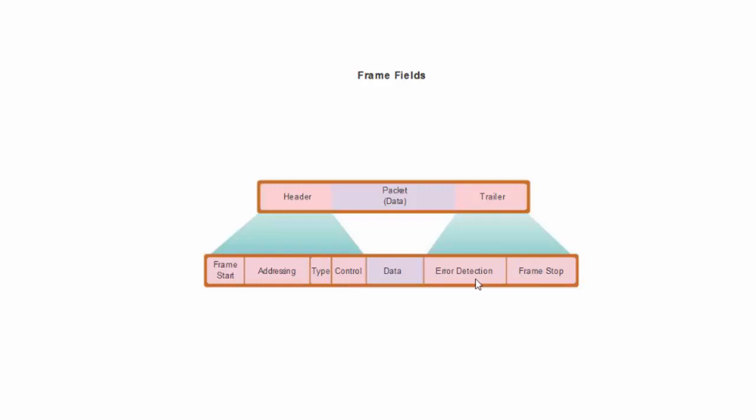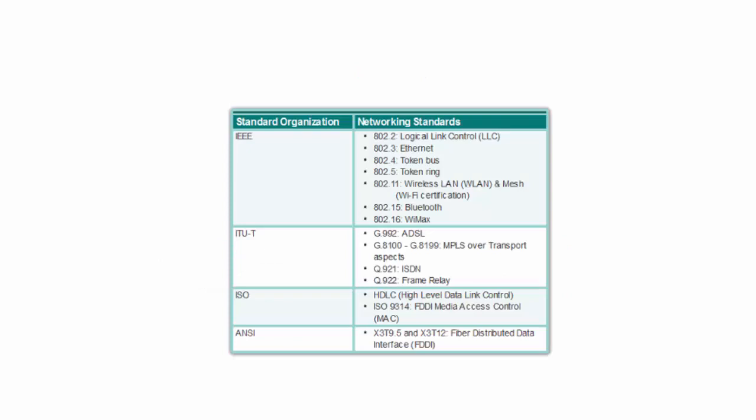The trailer includes two simple fields: the error detection, which is used simply for detecting any type of error. If there is an error, then we need to send back to the source to indicate that the source needs to send the frame again. And then the frame stop, which marks the end of the frame.